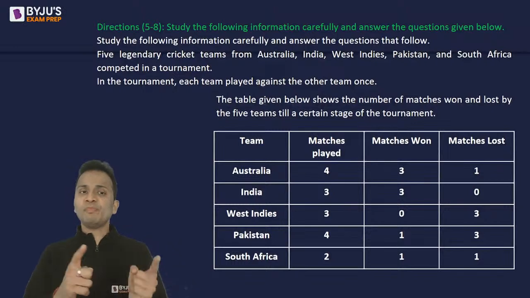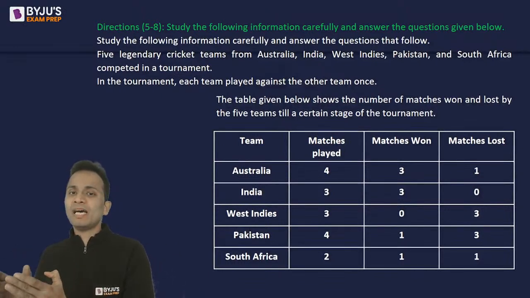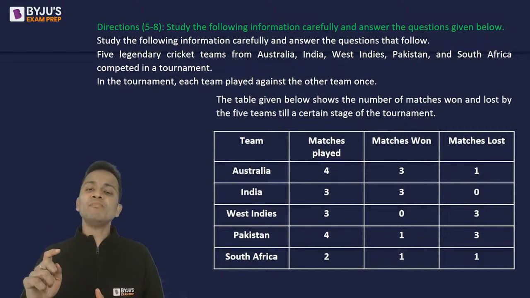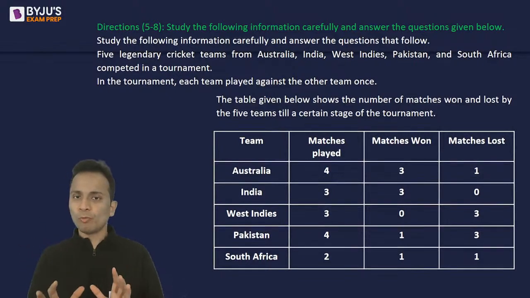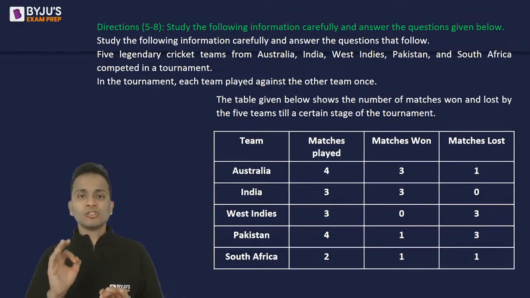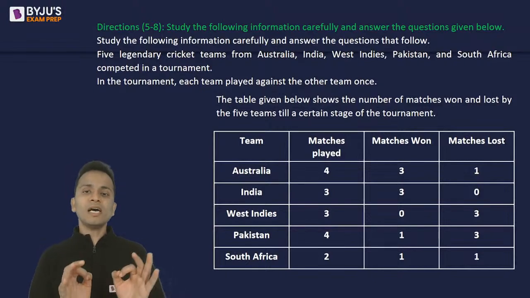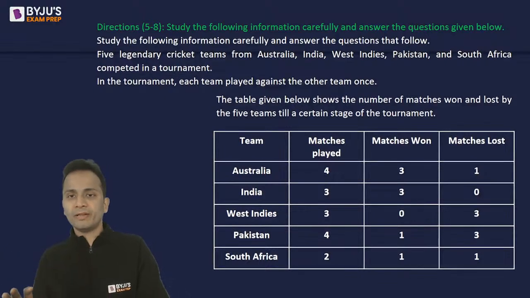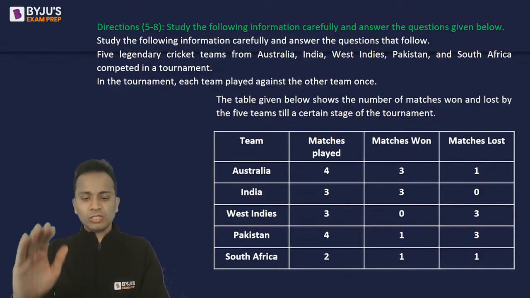Now, they have mentioned that every team will play one match with every other team. So there are 5 teams. So that means every team will have to play a total of 4 matches. But the table that you can see is an incomplete table. So this table shows the number of matches won and lost by 5 teams till a certain stage of the tournament, somewhere between the tournament. Okay, all right. So these are the matches.